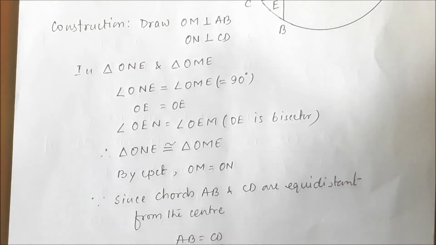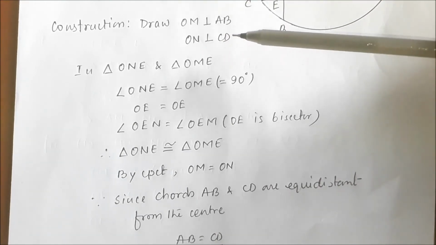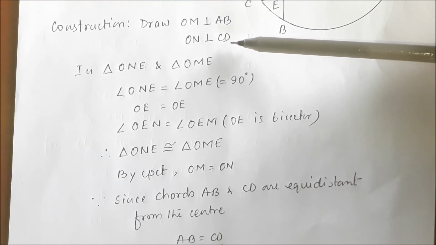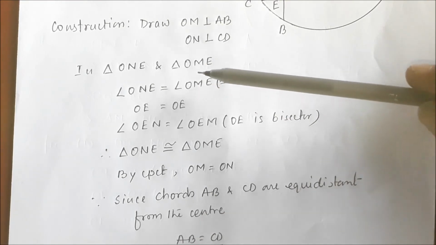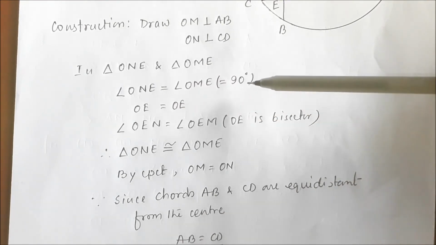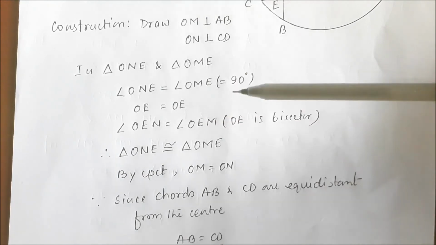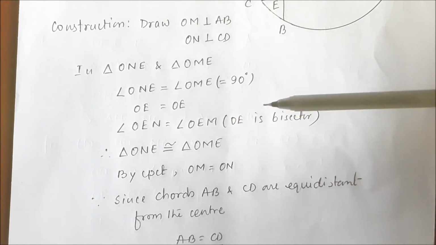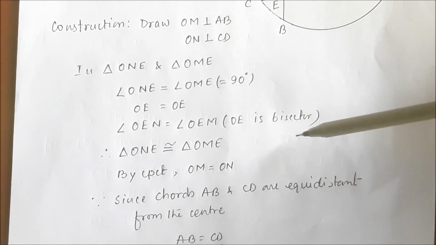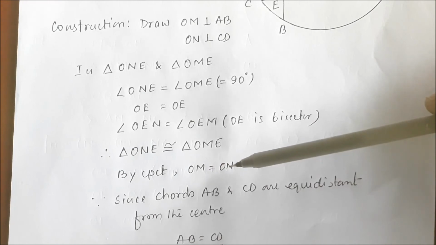Now, what we do, we drop a perpendicular OM perpendicular to AB and ON perpendicular to CD. So, we consider the triangles ONE and OME. One angle is 90 degrees since we drop a perpendicular. OE is a common side, and angle OEN equals angle OEM since OE is given as the bisector. So therefore these two triangles are congruent. Now by CPCT we can say that OM equals ON.